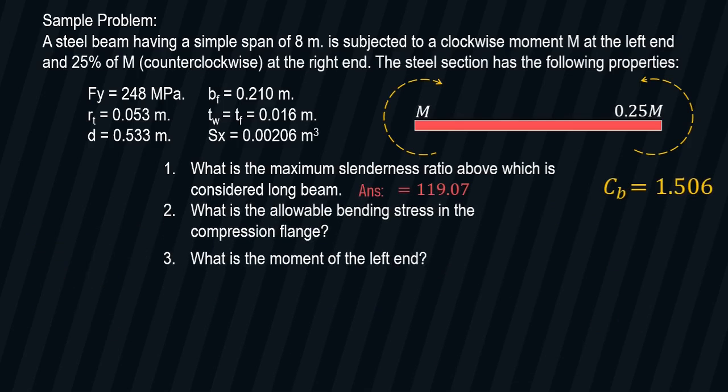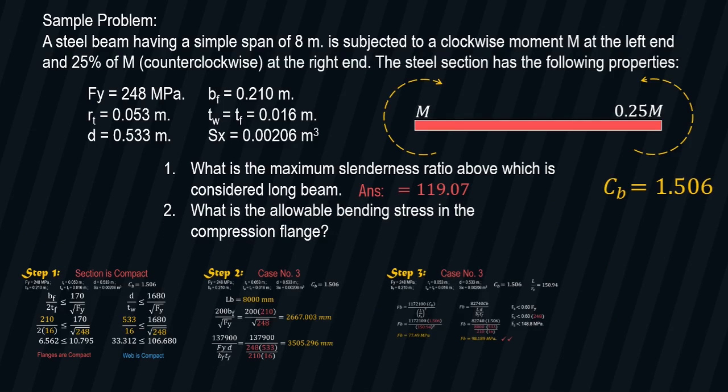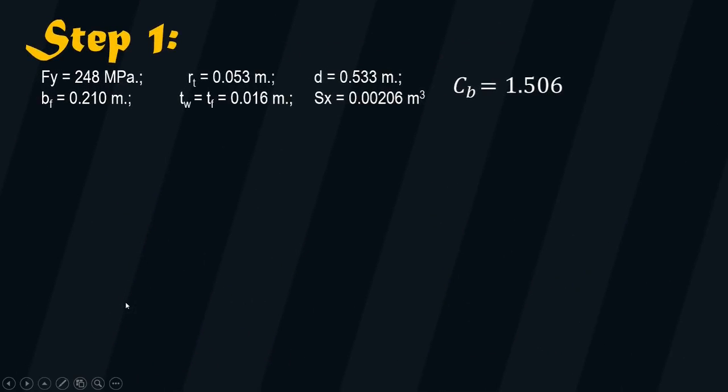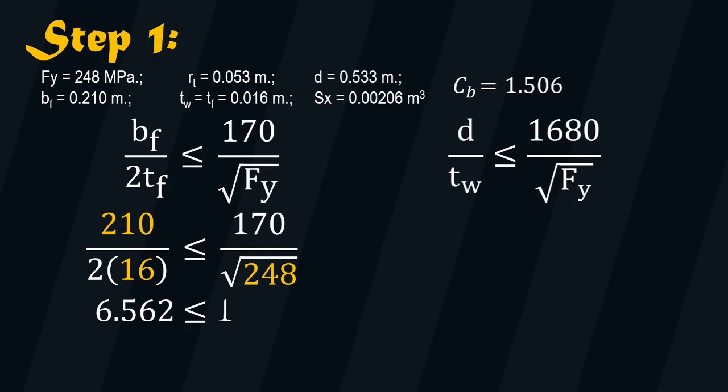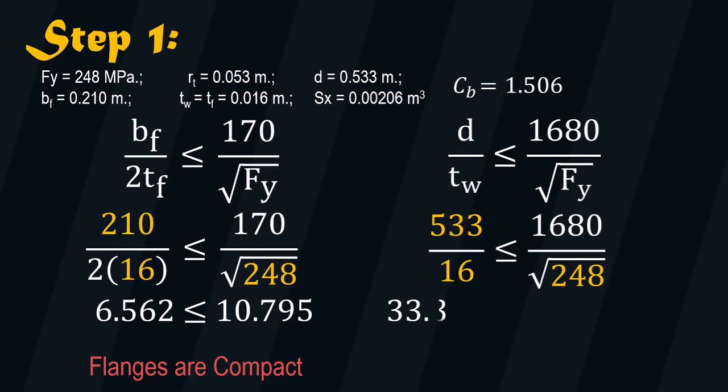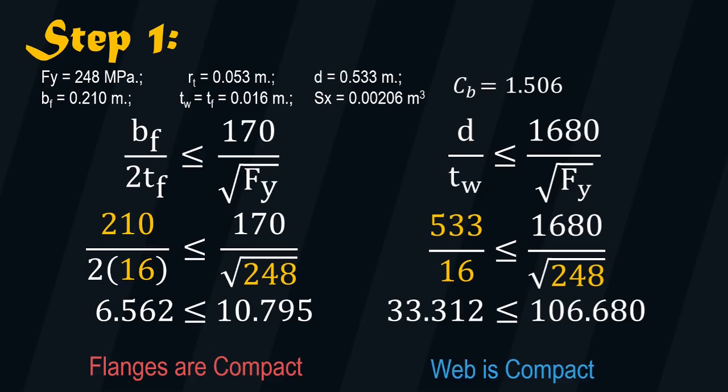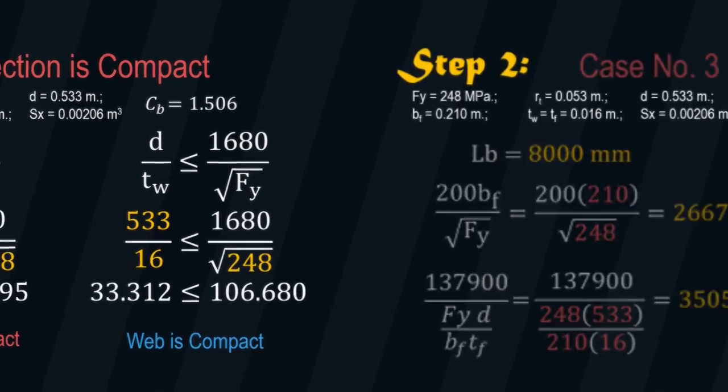Okay, for number 2, what is the allowable bending stress in the compression flange? You already knew this. We have step number 1. Of course, we have to know if it is really a compact section. So we'll be using these 2 quantities. For the first one, flanges are compact. And for the second one, web is also compact. So step number 1, the section is a compact section.